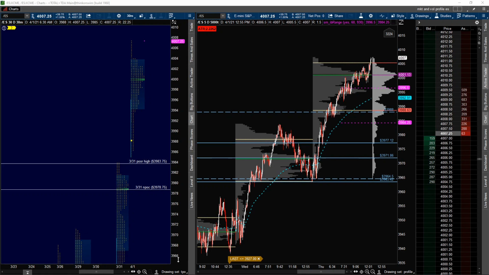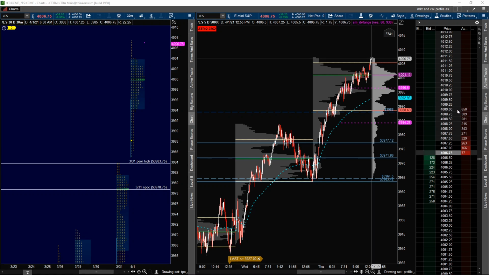There comes the surge. If we took out that 4,007, right now the high is 4,007 and a quarter. Okay, we got a 4,009 up here, 650 on the offer. Right, so 4,009. If they're gonna run this thing up, that means they're gonna run that 4,010 and try to pin the SPY at 401.